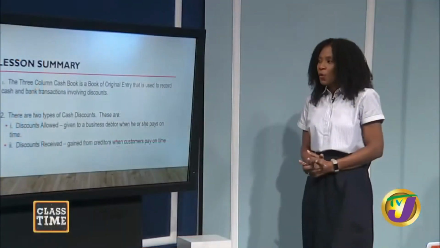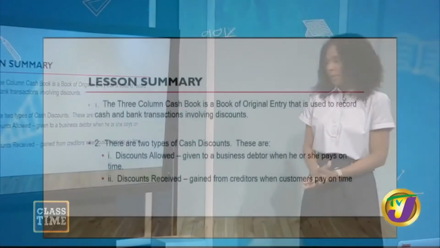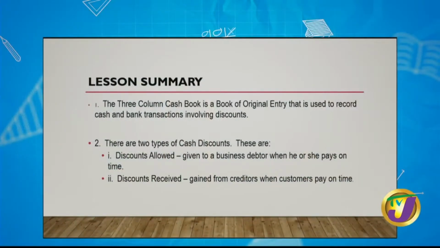Our lesson for today was on the 3-column cash book. Let's do a lesson summary before we answer our trivias. We said that the 3-column cash book is a book of original entry, yes? That is used to record both cash and bank transactions involving discounts. We also said that there are 2 types of cash discounts. These are discounts allowed and discounts received.